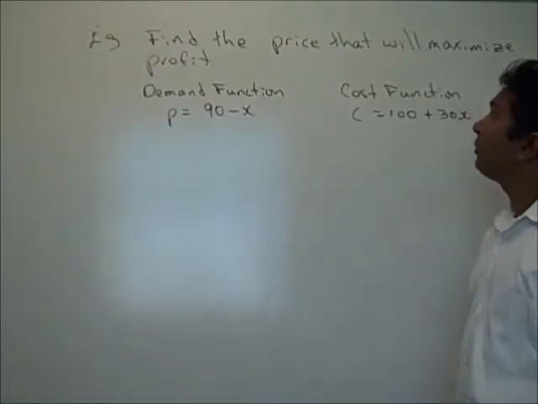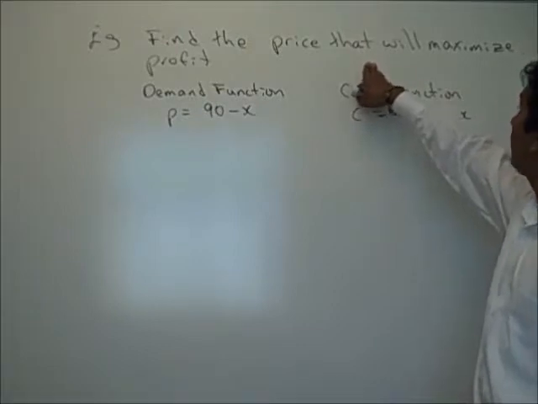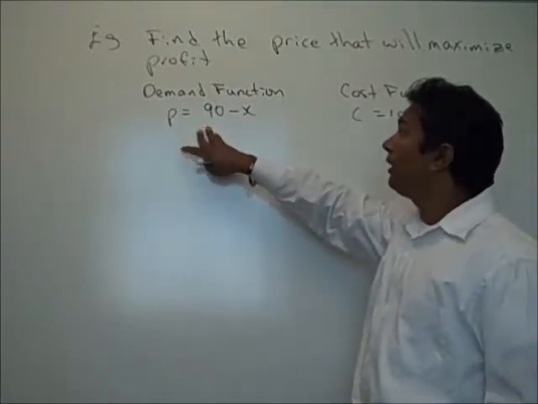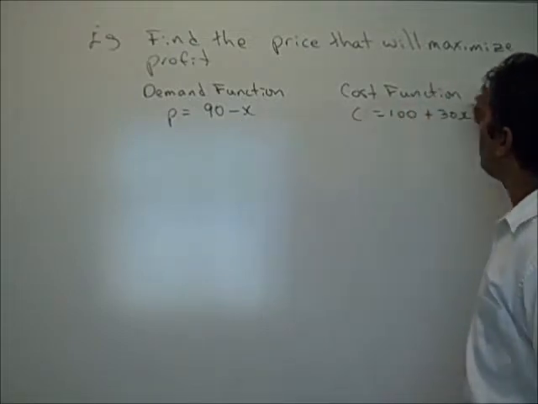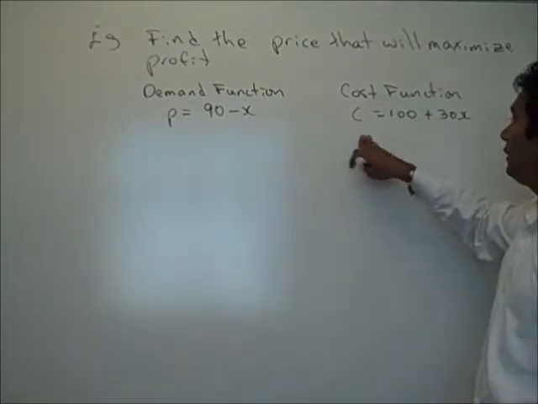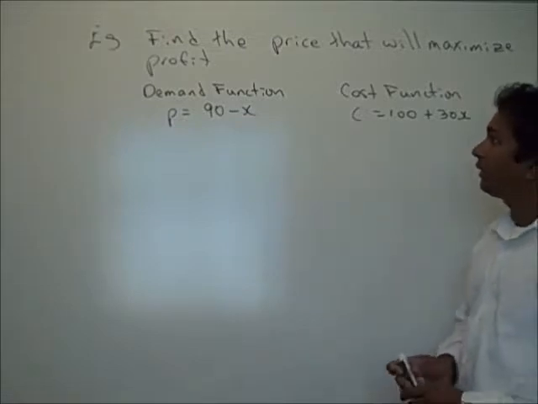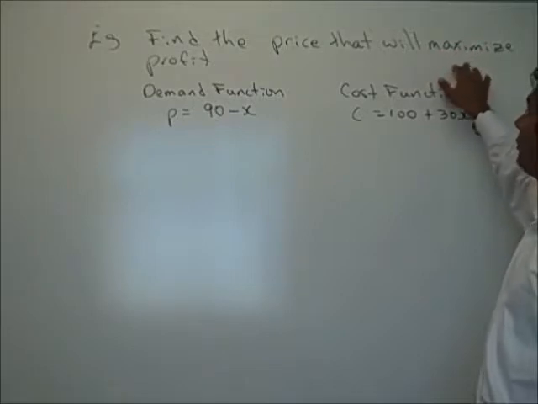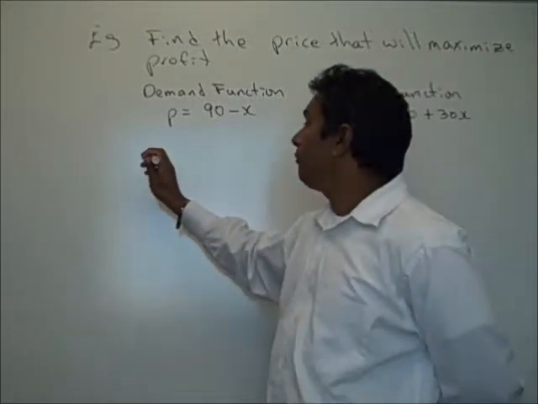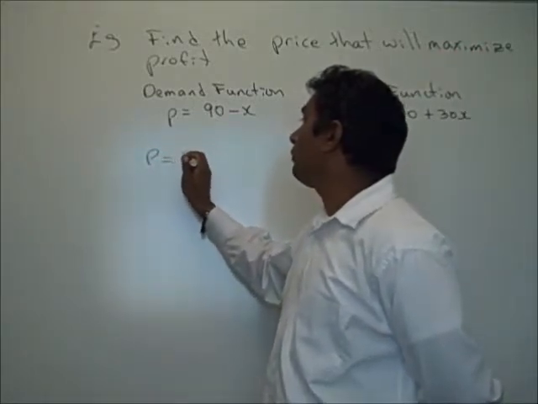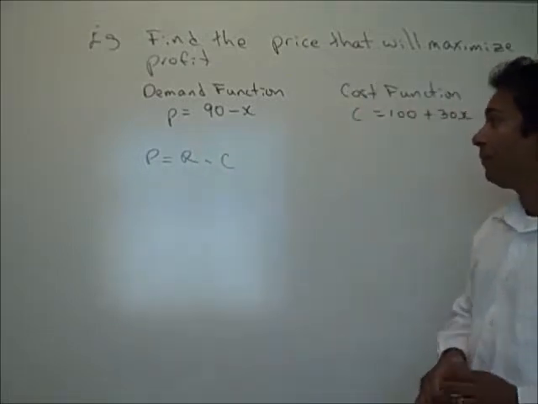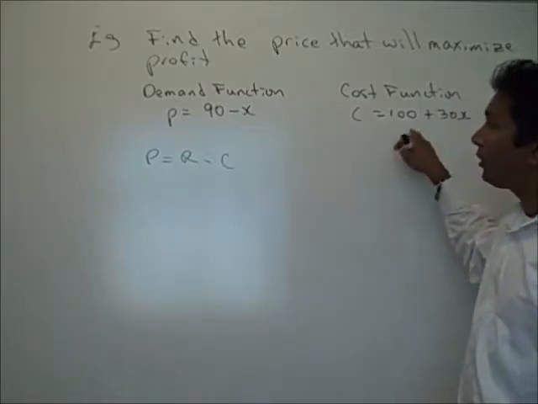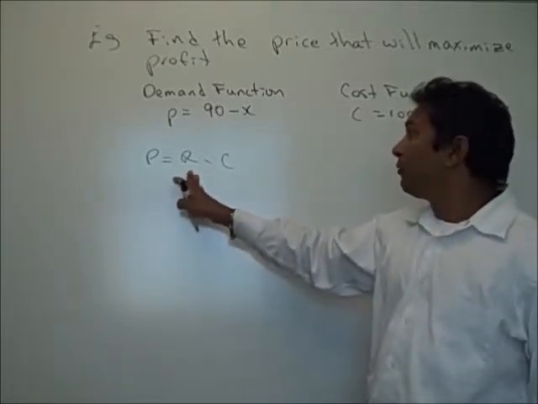In this example, we're being asked to find the price that will maximize the profit, given that our demand function is P equal to 90 minus x, and our cost function is C equal to 100 plus 30x. So we're trying to maximize profit, so we need to get an equation for profit. We know that profit is equal to our revenue minus our cost. We already have a function for cost. We need to get an equation for revenue.